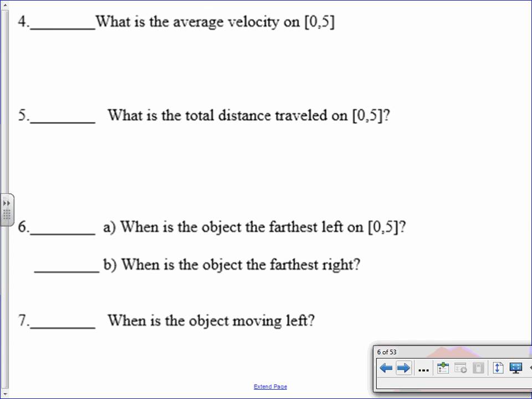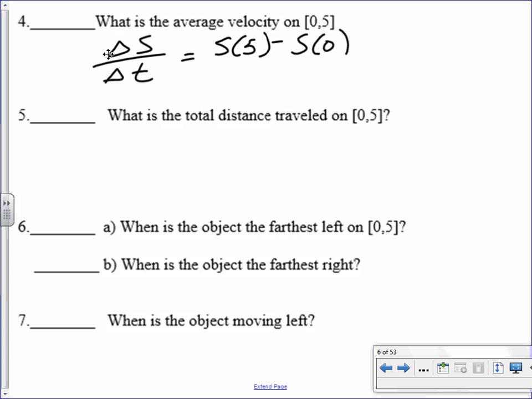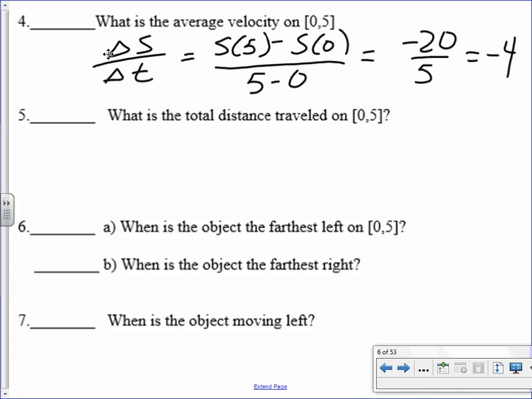What's the average velocity? Average velocity is change in position over change in time. So it's the position at time 5 minus the position at time 0 over the difference in time, 5 minus 0. The position at 5 minus position at 0 is just the displacement, the numerator. Remember, that came out to be negative 20. Over 5 equals negative 4. So the average velocity would be negative 4.